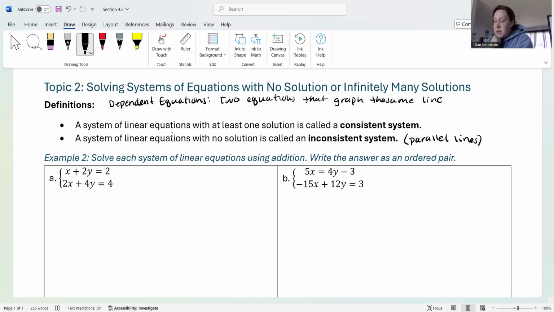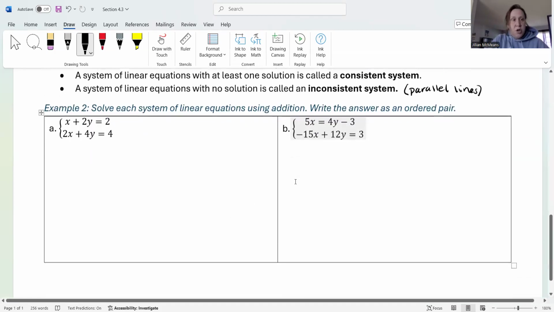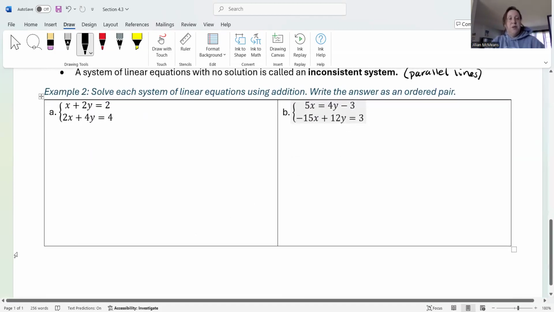So let's go ahead and look at example 2. It says solve each system of linear equations using addition. Remember, that could also be called the elimination method. Write the answer as an ordered pair. Okay, so let's get started. So for part A, we have x plus 2y equals 2. And then we have 2x plus 4y equals 4.